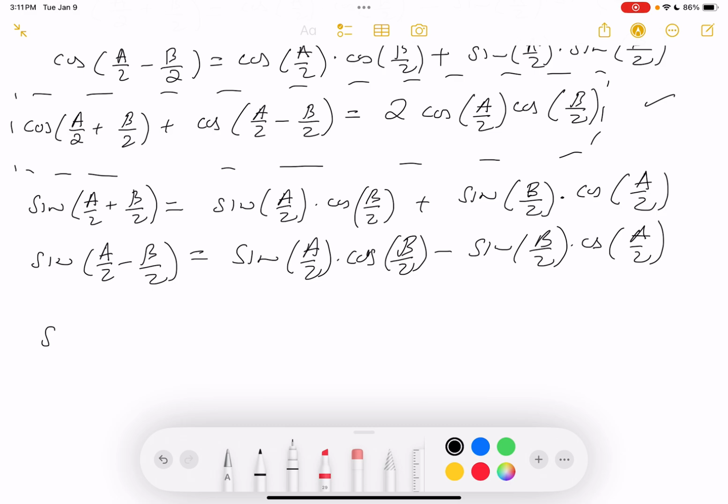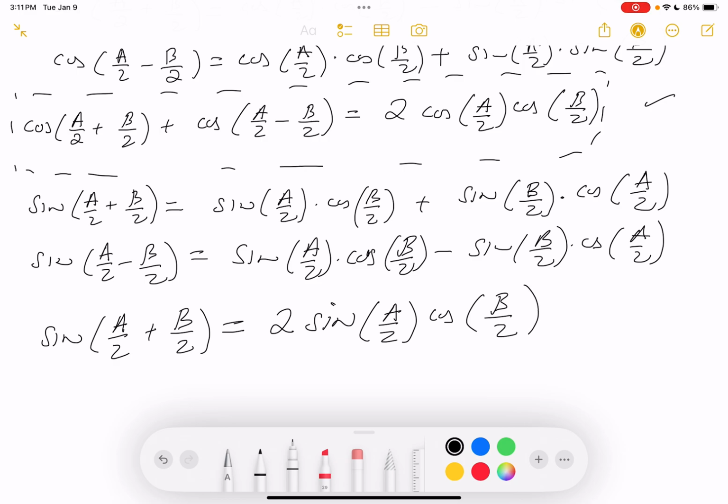And what would I get over there? Let's write this down. Sine A over 2 plus B over 2. I'm adding these things together. And I get what? I get 2 sine A over 2 cosine B over 2. Now granted, not exactly what I wanted, but I do know there's some relationships that I haven't explored yet. But I'm going to claim it's another useful formula, by the way.